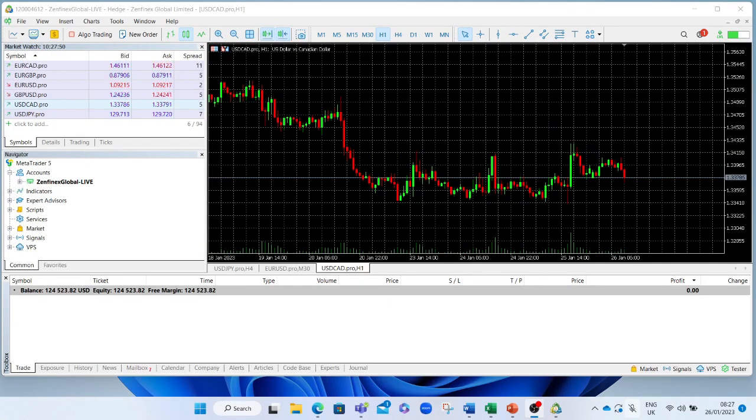So let's begin and look at the several ways of placing orders on the Zenfinex MetaTrader 5. The simplest method is by going to the chart on the top left-hand corner. There's an icon. By clicking on the icon, a drop-down will appear. You are able to select the trade size by either entering it or using the up and down arrows on this tab bar.